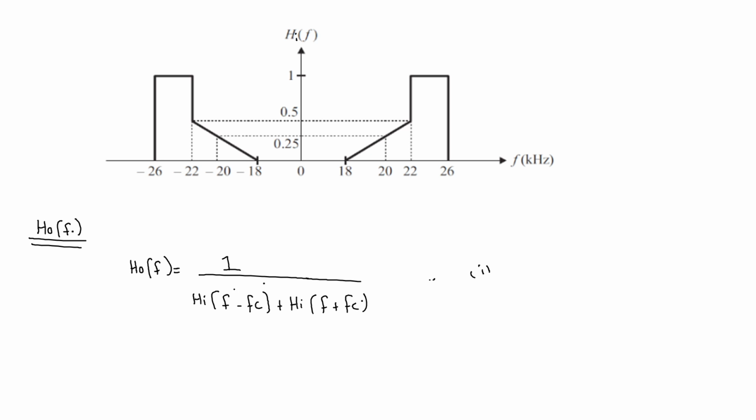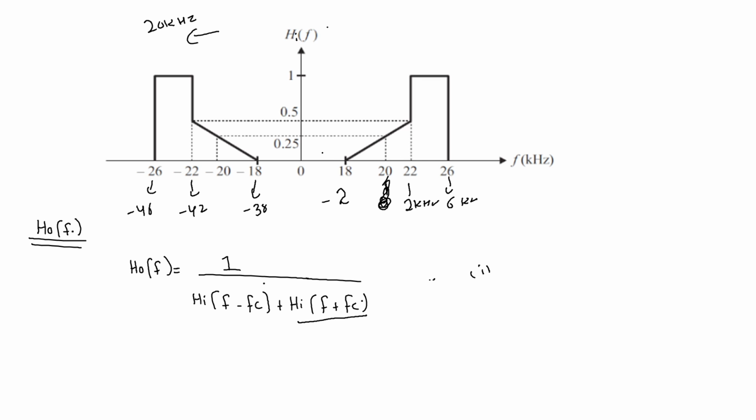So let us start. The first step is to find Hi of f plus Fc, which is basically this Hi of f, but shifted to the left by 20 kilohertz. Now if I shift this spectrum to the left by 20 kilohertz, this will become minus 46 kilohertz, this will become minus 42 kilohertz, this will become minus 38 kilohertz, and this shifted to the left by 20 will become minus 2 kilohertz. This is going to be 0, but that is not important. This is going to be 2 kilohertz, and this is going to be 6 kilohertz. These 3 are important points.